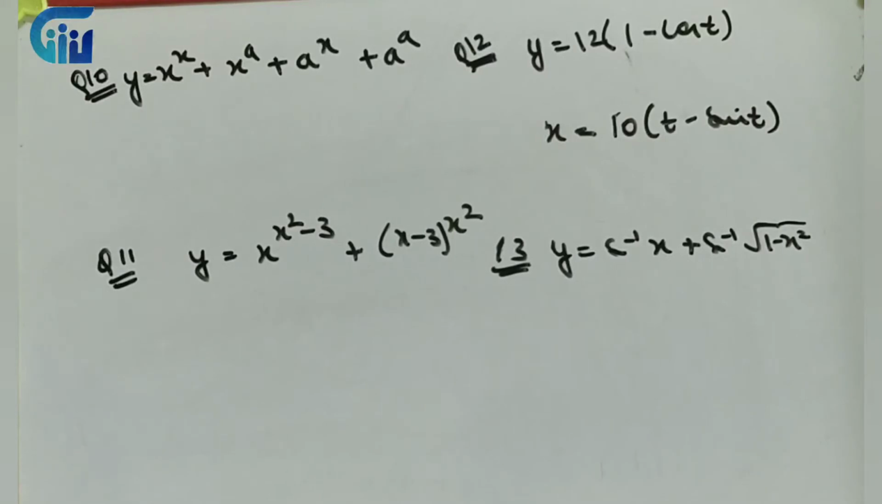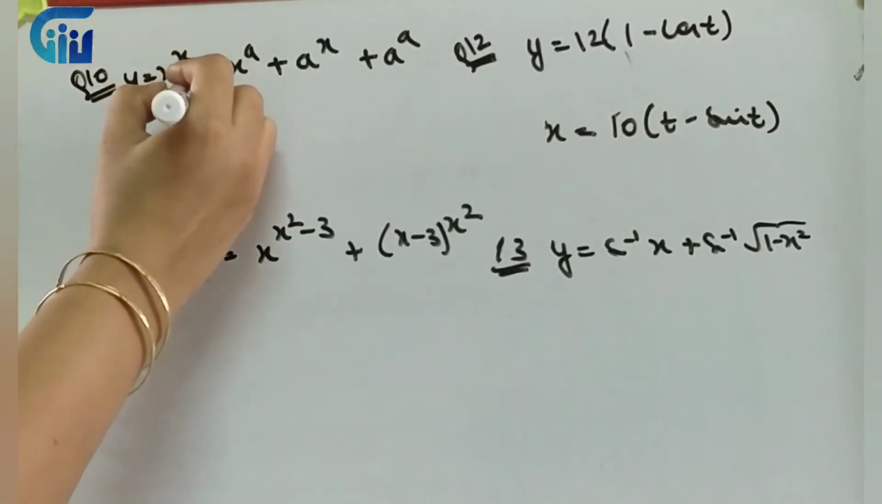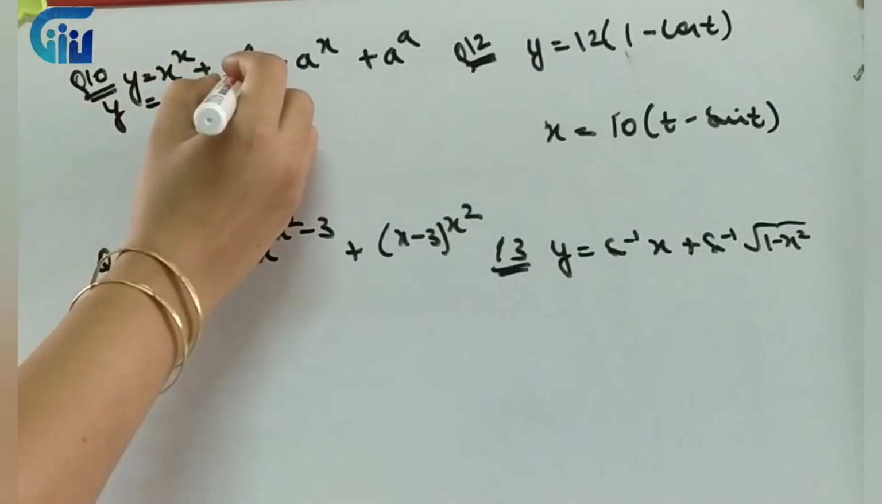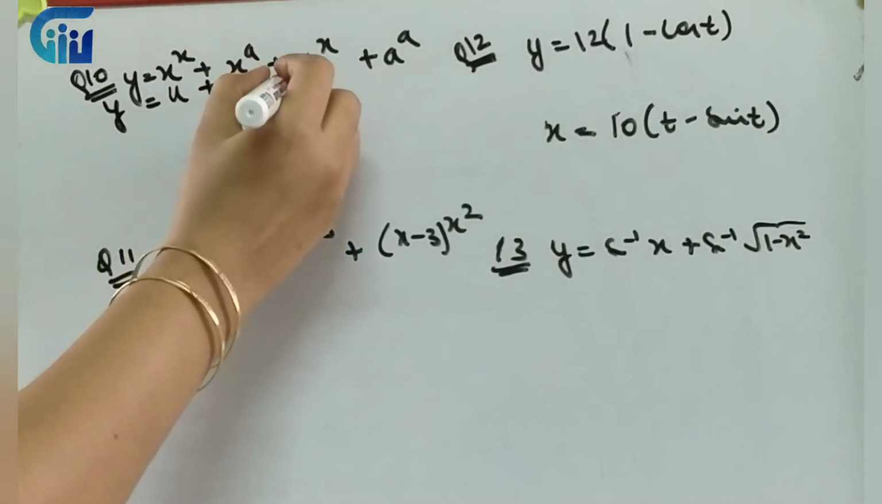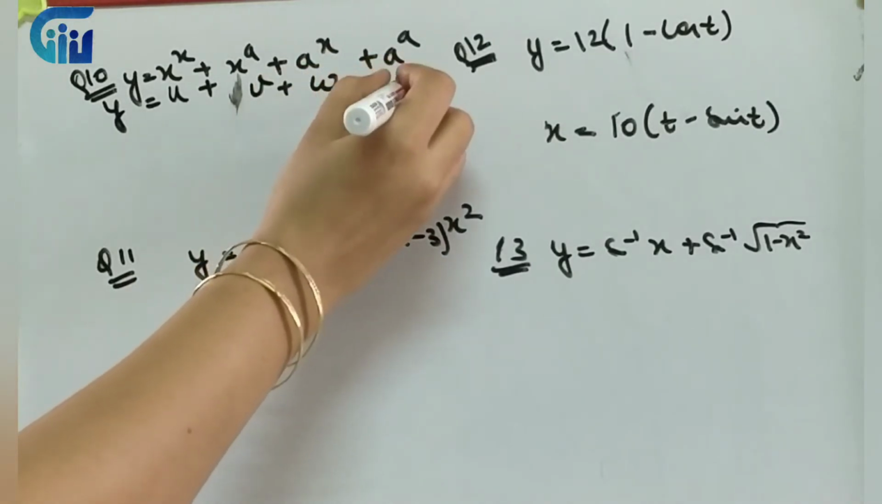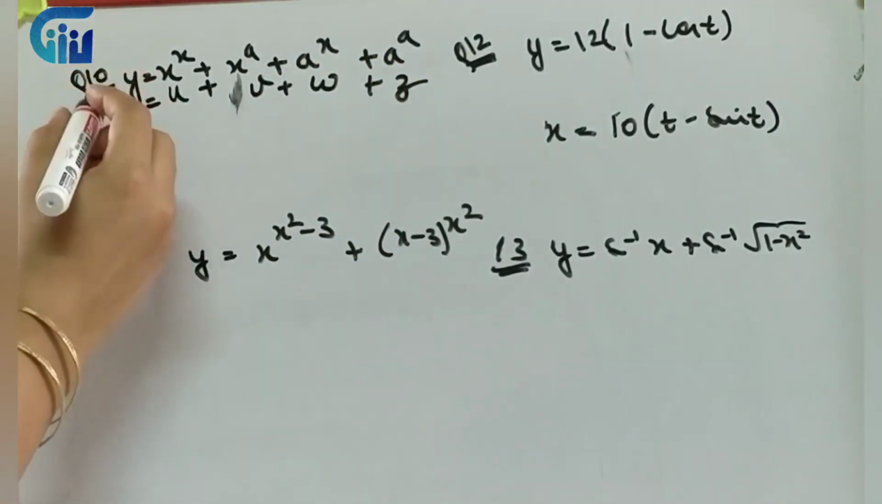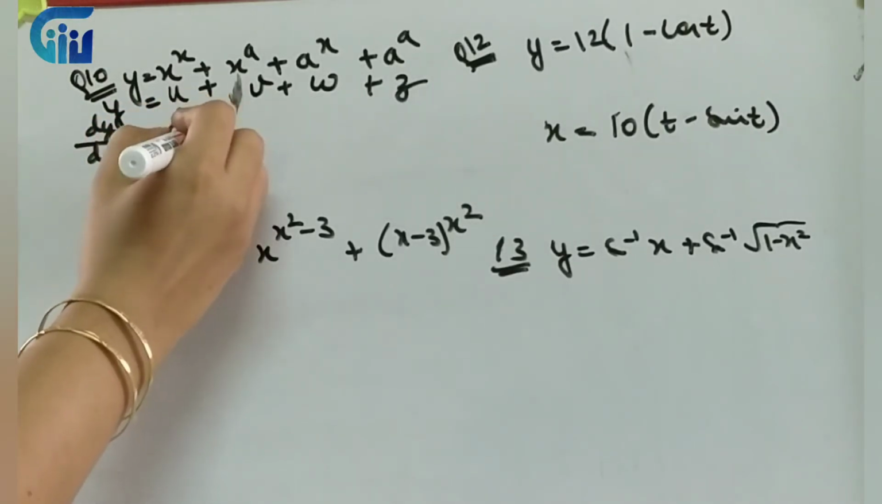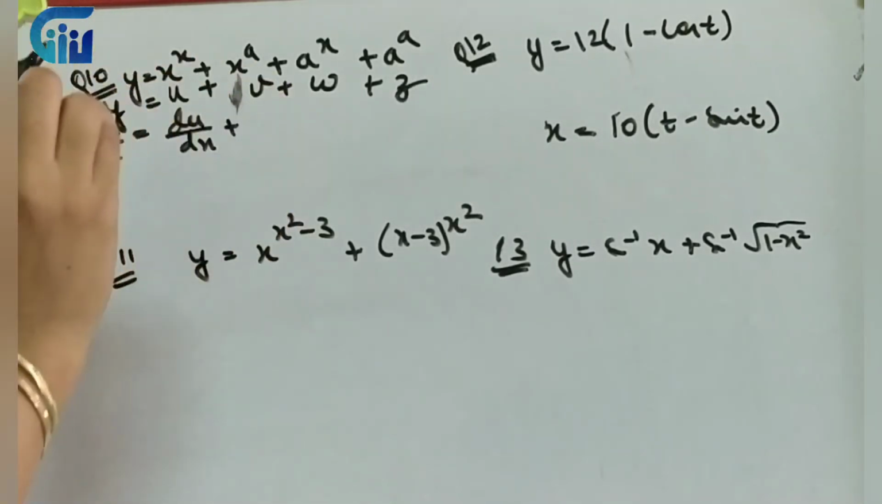Question 10. Now what it says, just observe the pattern of the function. x to the power x, x to the power a, a to the power x, a to the power a. So I cannot write the derivative directly. I'll just write it as u, this as v, w, and let's say z, right? So if I write the derivative dy by dx, this will be du by dx, we will just write the derivative, this will be dv by dx.